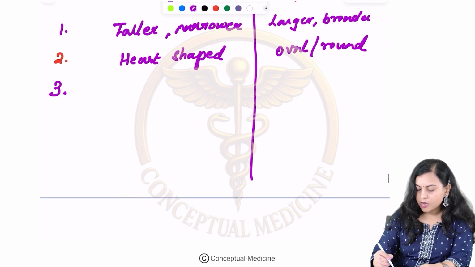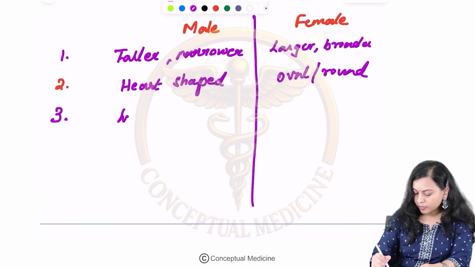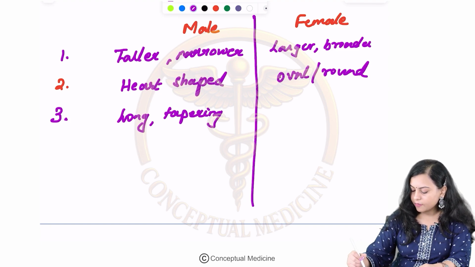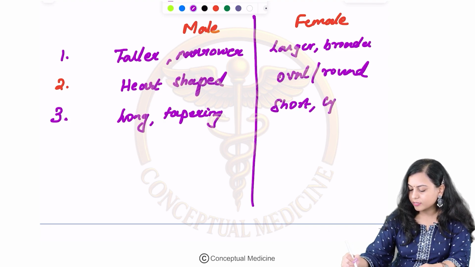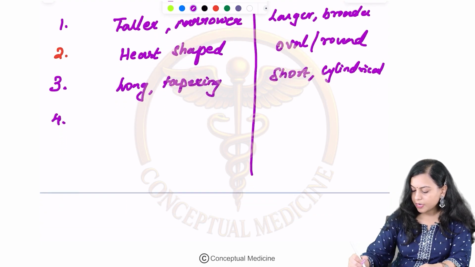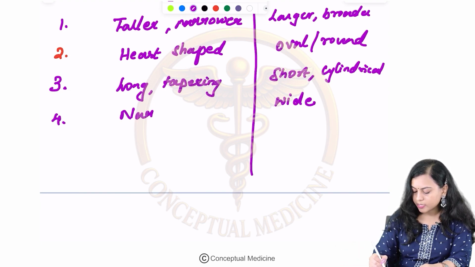Next point is about the cavity. In males, the cavity is long and is tapering, whereas in females, it is short and cylindrical. If we take the outlet, the female pelvis outlet is wide, whereas the male pelvis outlet is narrower.